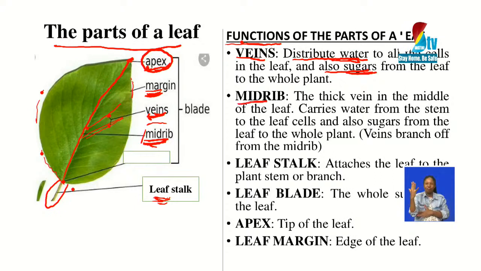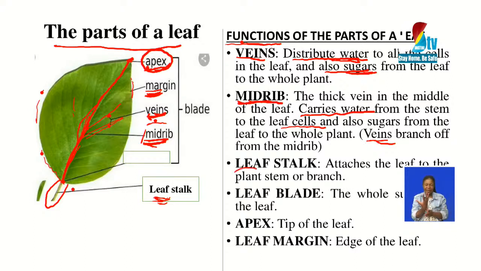Number 2, we are talking about the midrib. The midrib is this part in the center. It carries water from the stem to the leaf, and also sugars from the leaf to the whole plant. So this midrib is thick and it is found in the middle. Veins branch off from the midrib, which means the midrib carries water from the stem to the leaf.